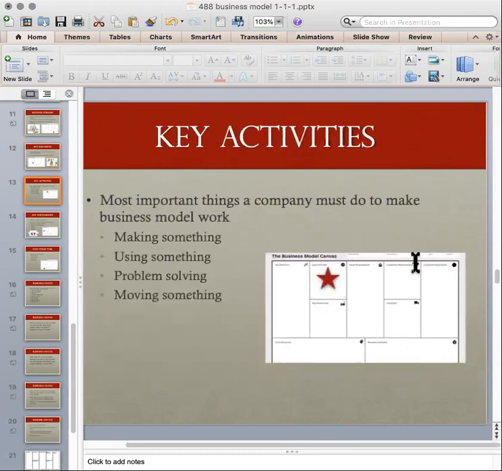The key activities building block describes the most important thing a company must do to make its business work. Every business model calls for a number of key activities. These are the most important actions a company must take to operate successfully. Like key resources, what we just went over, they are required to create and offer a value proposition, reach markets, maintain customer relationships, and earn revenues. You notice how all these are interconnected? And like key resources, key activities differ depending on business model type.